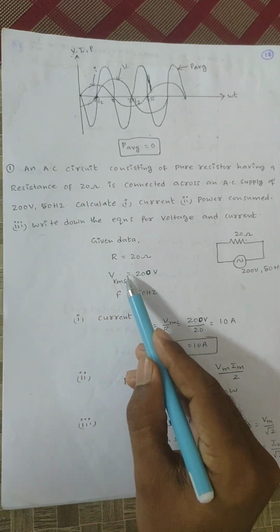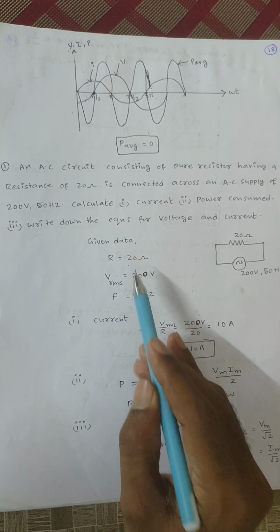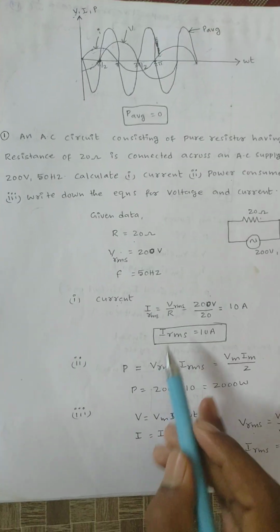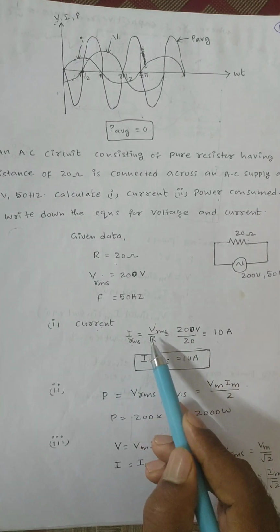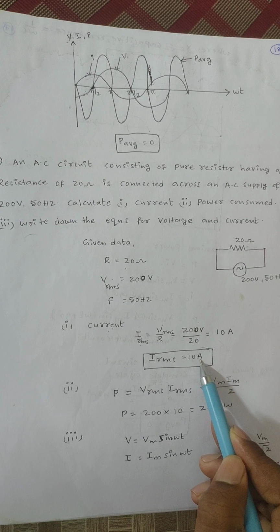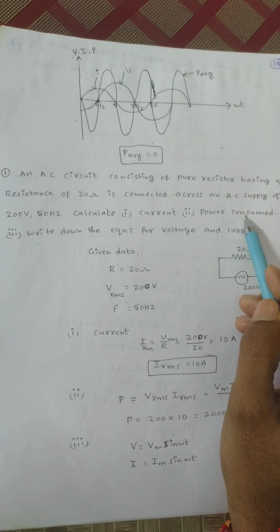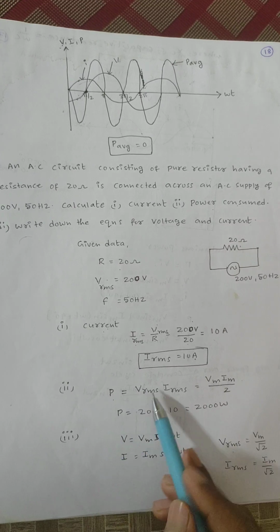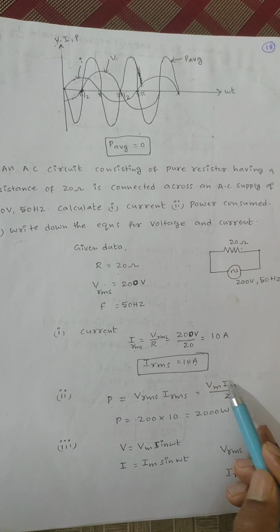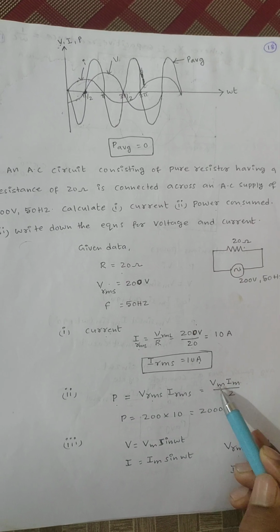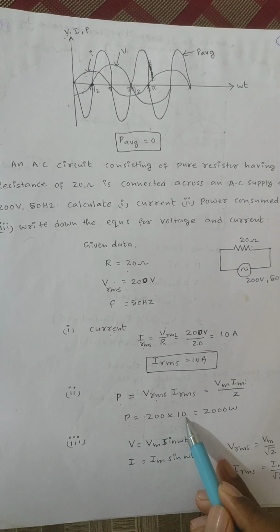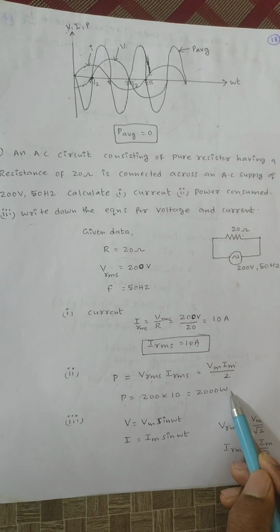After that, I already know the VRMS value and resistance value, so I can easily calculate current. Current is not mentioned, so that is RMS current: IRMS equals VRMS by R, that is 200 by 20, so the RMS value of current is 10 amperes. Next, power consumed. In case of a pure resistor, the power consumed formula in terms of RMS values is VRMS into IRMS, or Vm Im by 2 in terms of maximum values of voltage and current. Then power consumed is 200 into 10, so you get 2000 watts.